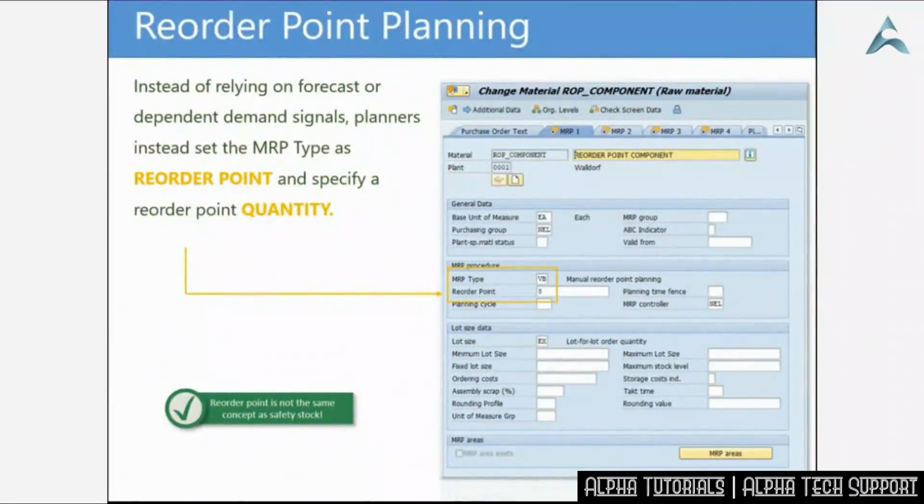For these unique materials, a planner will determine a reorder point quantity which is maintained on the material master record. This will be used by the planning engine instead of demand signals to automatically trigger a replenishment of inventory. Using reorder point planning requires a specific MRP type of VB. This is the standard SAP option, and customized versions of reorder point planning can also be configured for use by your organization. It's also very important to understand that reorder point is not the same concept as safety stock. These are very different concepts and serve very different purposes.